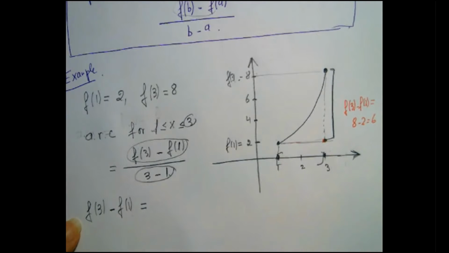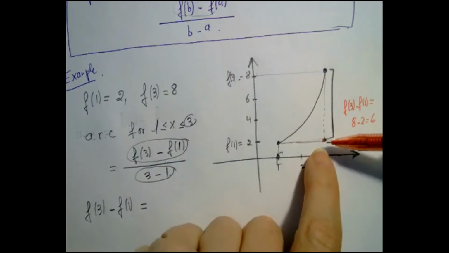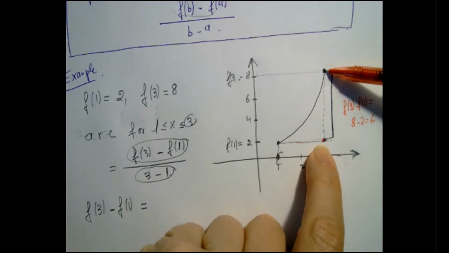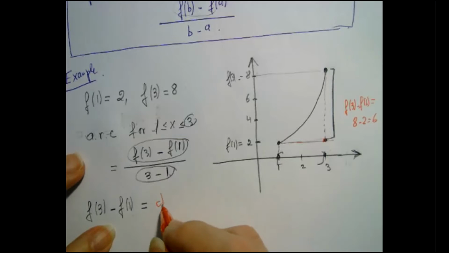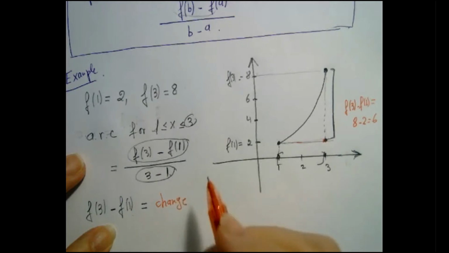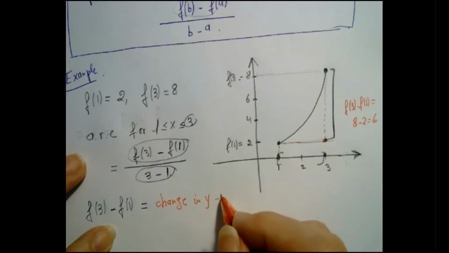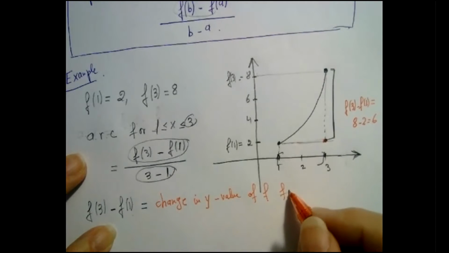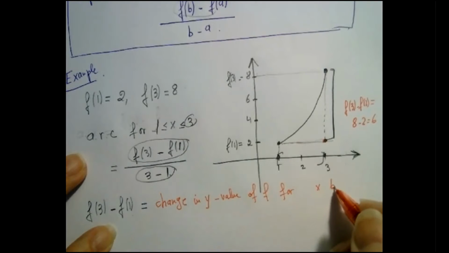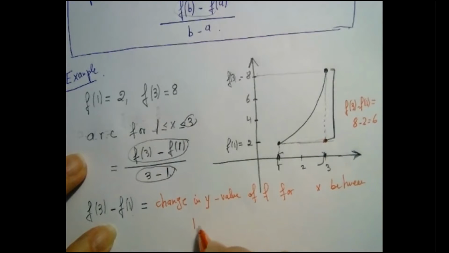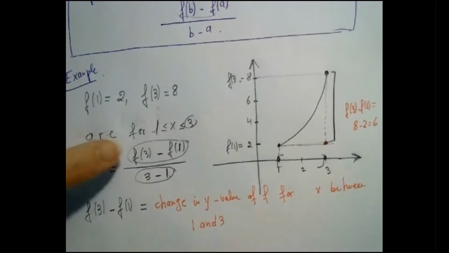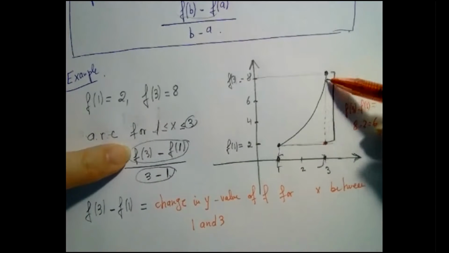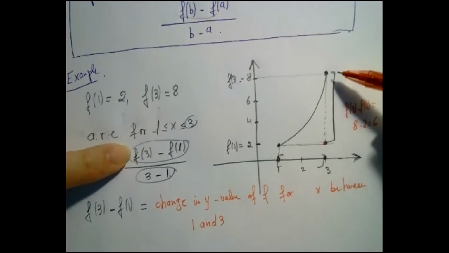So what f of 3 minus f of 1 represents is the change in the y value of f for x between 1 and 3. What the top represents is how much the y value changed. It was 2, it's 8. It changed by 6. So that's what the top value represents.